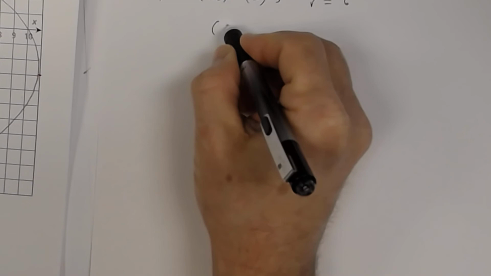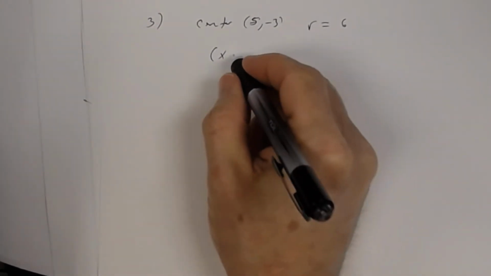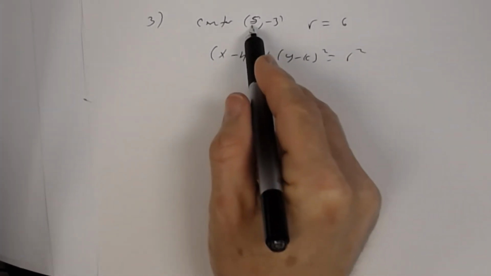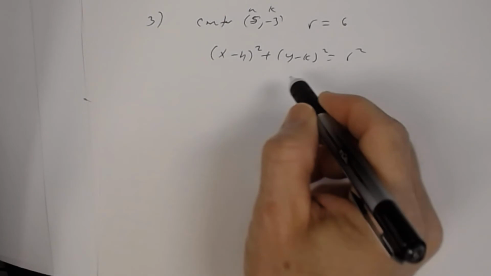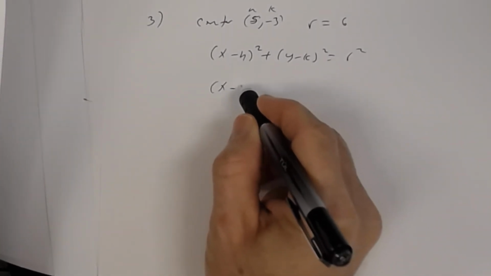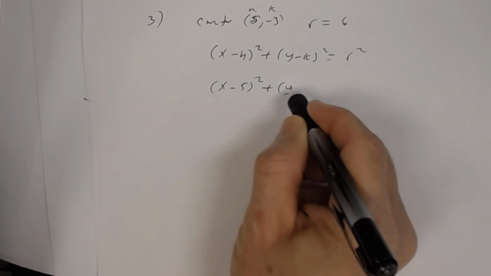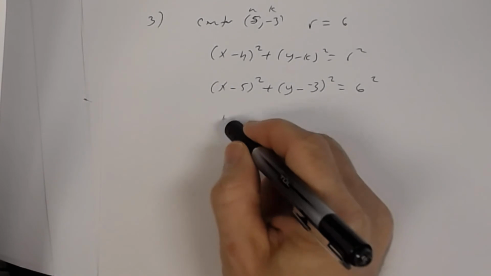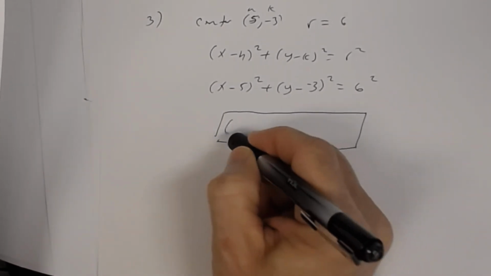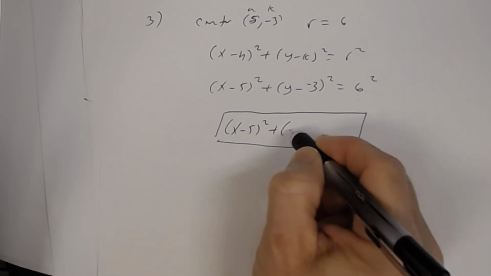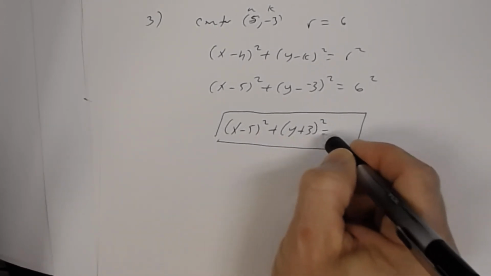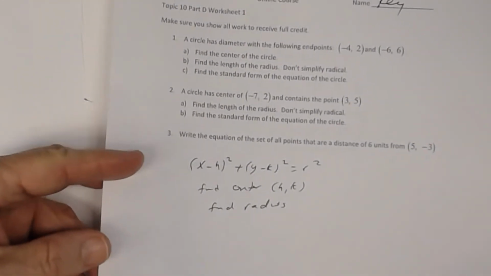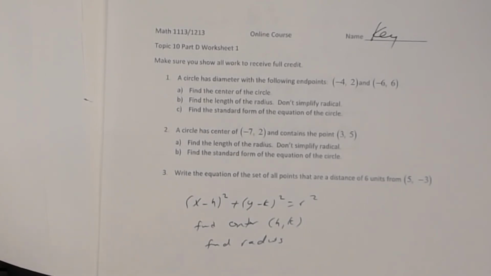So remember, your formula is x minus h squared plus y minus k squared equals r squared. And so there's your h, k, and there's your radius. So you're going to say x minus 5 squared plus y minus a negative 3 squared equals 6 squared. But you've got to simplify this. So the answer you're going to give me then will be x minus 5 squared plus y plus 3 squared equals 36. Okay, so that was the key to part D of topic 10.